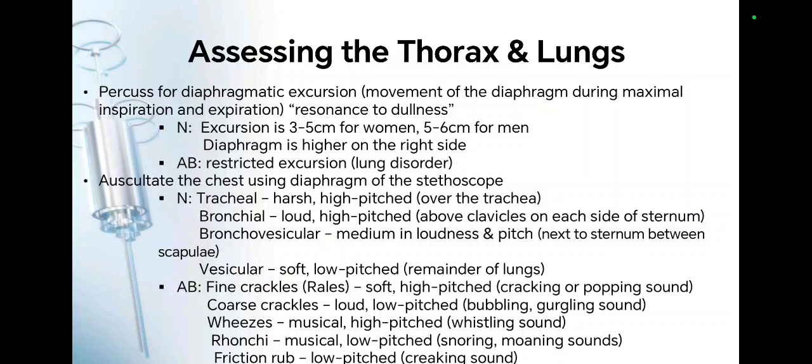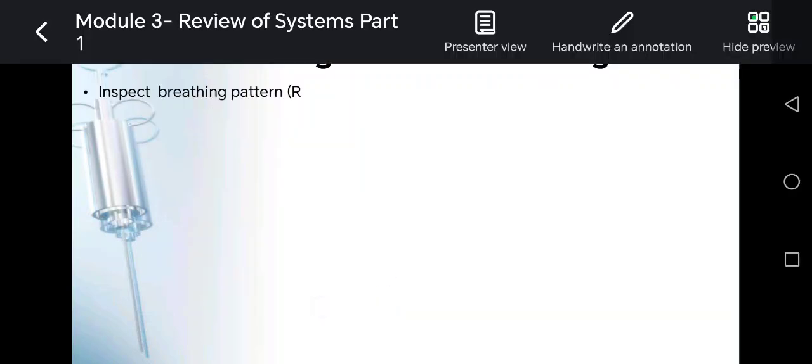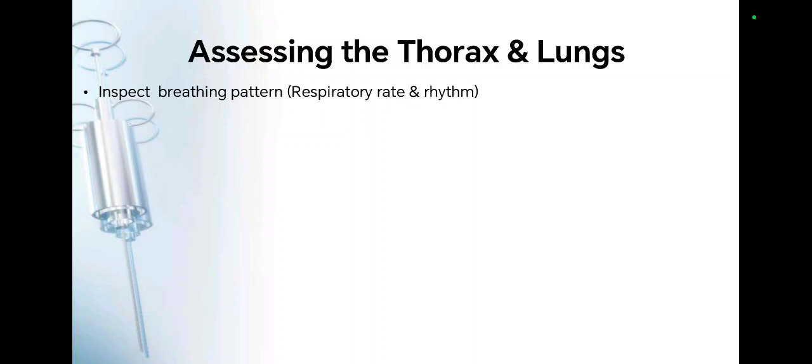And we also have the friction rub, wherein there's a creaking sound that is produced by the cavities of the lungs. Okay. Next, inspect the breathing pattern, or the respiratory rate and rhythm. Normally, it's eupnea or normal breathing, so effortless respiration. That's the normal.